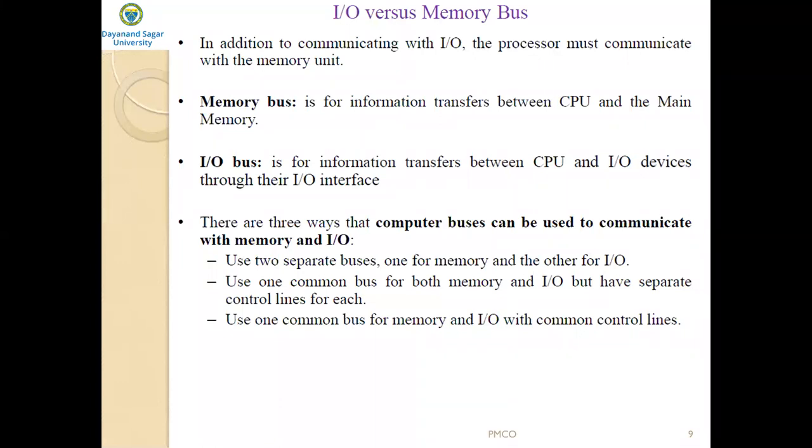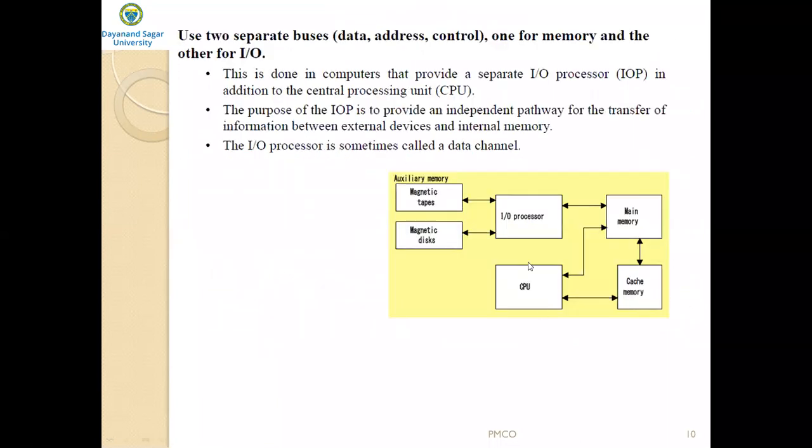Of communicating the processor with the I/O and the memory, we'll use two separate buses, one for memory and the other for I/O. You can see here the first way, use two separate buses. Separate buses means separate address bus, data bus, and control bus, one for memory and the other for the input output. So how is it done? See the diagram here.